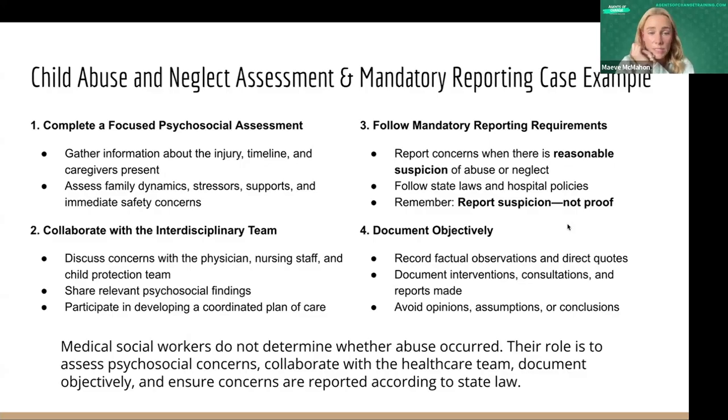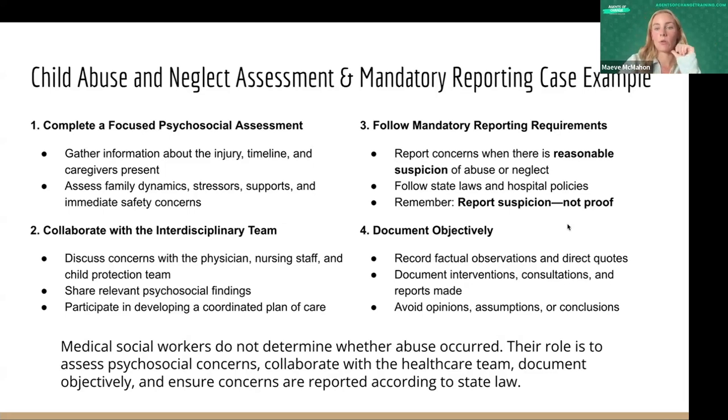You'll collaborate with the interdisciplinary teams, like I said, with the physician, the nurses, and the child protection team. Once you make that referral out, share any findings that you have, and then participate in developing a coordinated plan of care. So sometimes DCFS will be involved in that, sometimes they won't. If they are, then they will probably take the lead on what a discharge plan will look like.